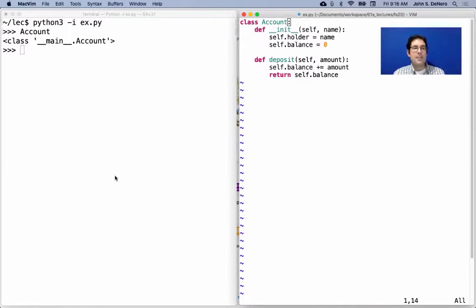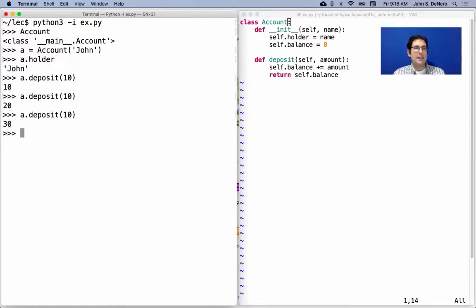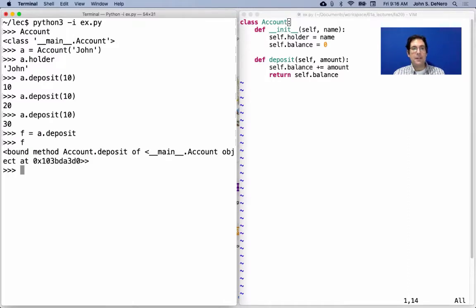Sure. So the question is, what's a bound method and how is it used? Well, if I have an account, it's mine. Normally I would deposit into it like this. This expression here actually builds something. We could give it a name if we want. This thing is called a bound method.